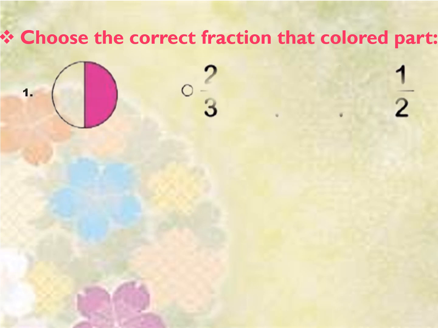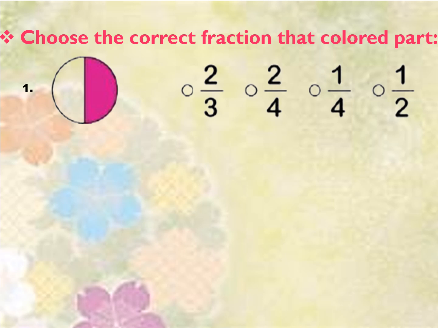Choose the correct fraction for the colored part. I have this circle divided into 2 parts, one part colored and one part not colored. So remember the definition: the number of colored parts over the total parts. So here, how many parts are colored? 1. And the total parts 2. So the first one, no. The second one, no. The third one, no. The fourth one, 1/2. So the answer will be the fourth one, 1/2, half.